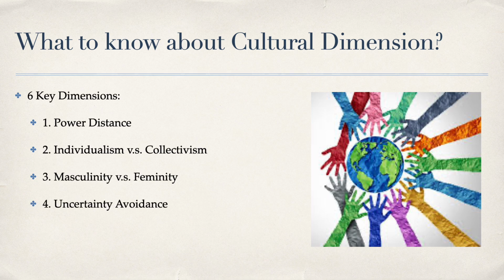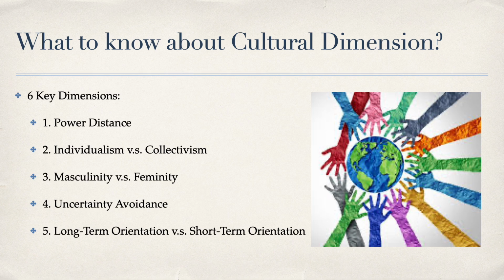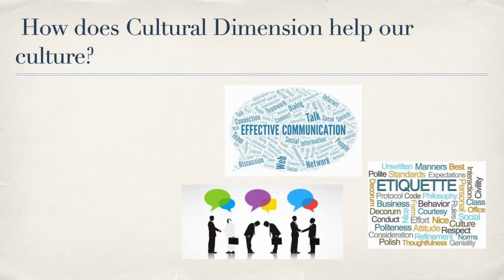Fourth, we have uncertainty avoidance index that addresses the tolerance for uncertainty and ambiguity in the culture. Next up is long-term versus short-term orientation. And then last but not least is the indulgence versus restraint, which helps us define the extent of a society to fulfill. We will discuss these 6 dimensions more in just a few.